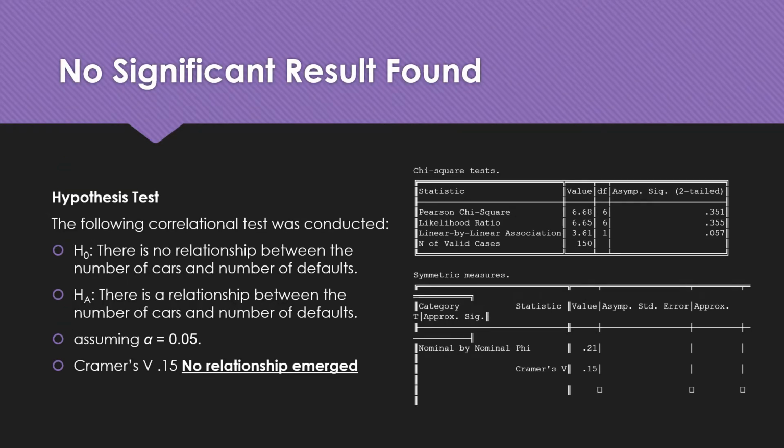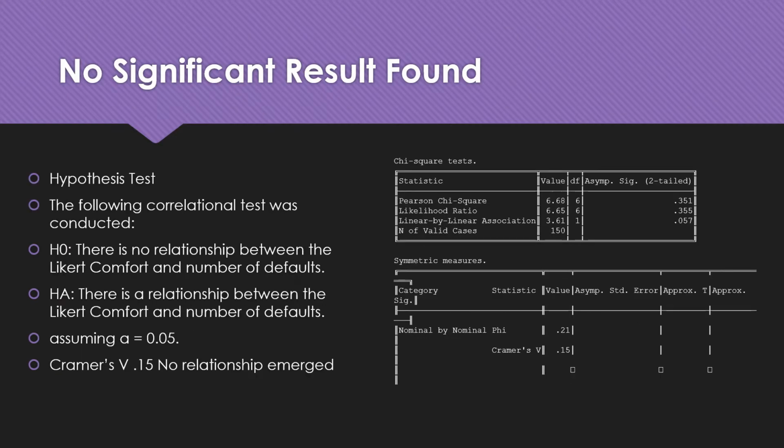In our first example, the following correlational test was conducted. Our null hypothesis is there is no relationship between the number of cars and number of defaults. Our alternative hypothesis is there is a relationship between the number of cars and number of defaults. Assuming alpha is equal to 0.05, we conducted this test using the PSPP software, and we found in the Cramer's V values table 0.15. Therefore, no relationship emerged.